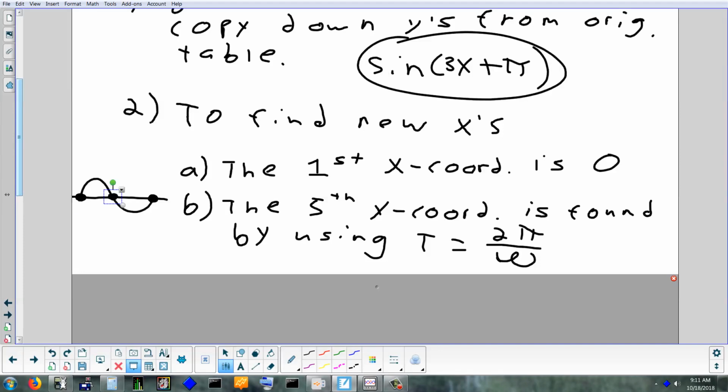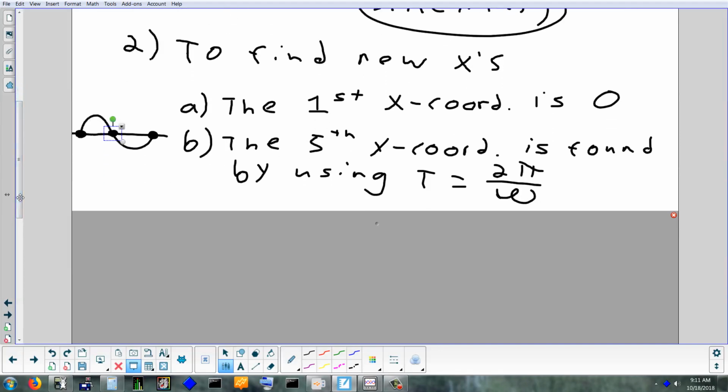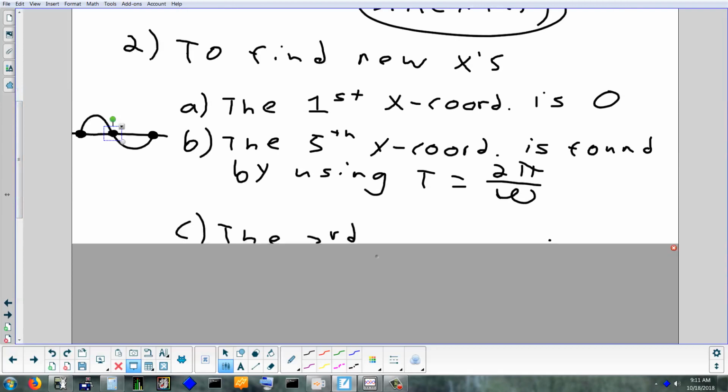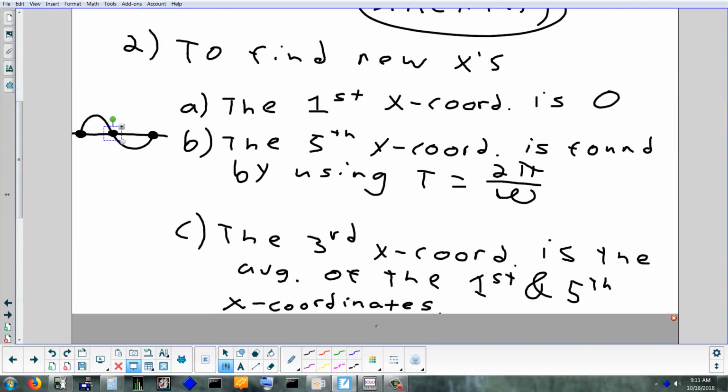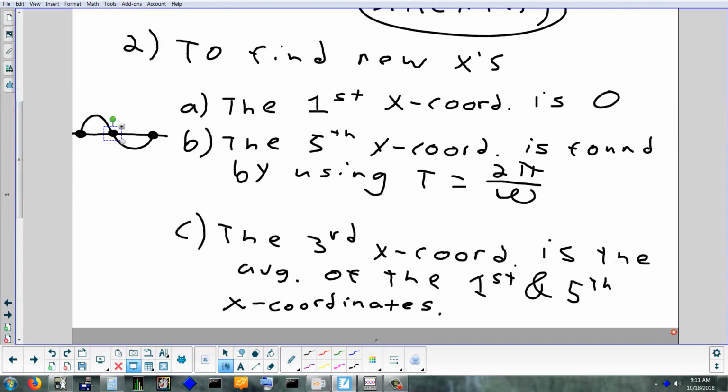Yep, 2. What's that called when you do that? Division. Well, division, one more thing you've got to do: multiply by half. You're finding an average, right? If you want to know what's in the middle of two other numbers, add them up and divide by 2. I didn't write out how to do an average; I'm assuming you guys can remember that. But the third x coordinate is the average of the first and the fifth.